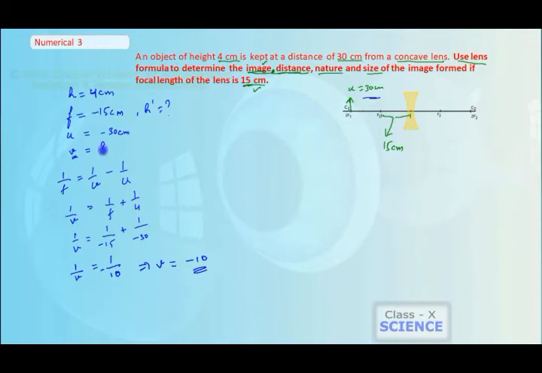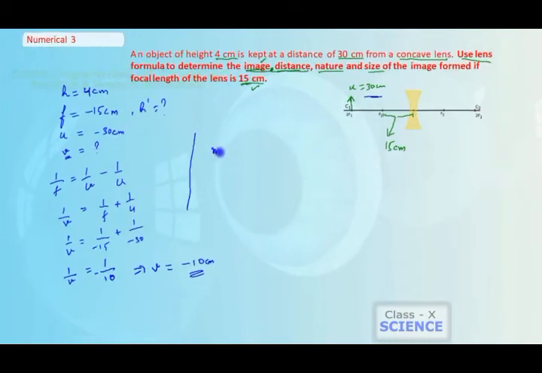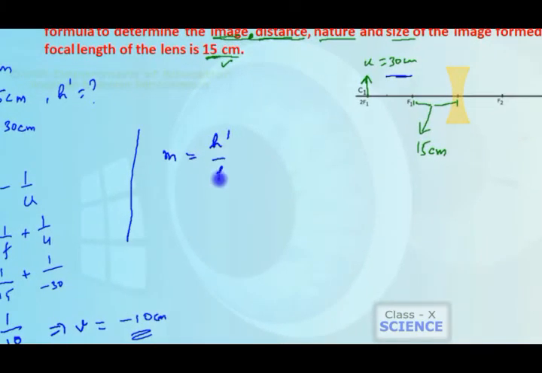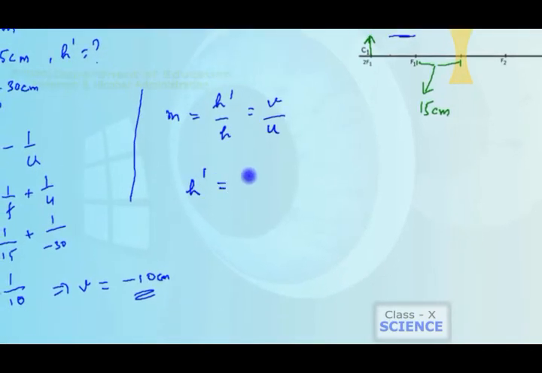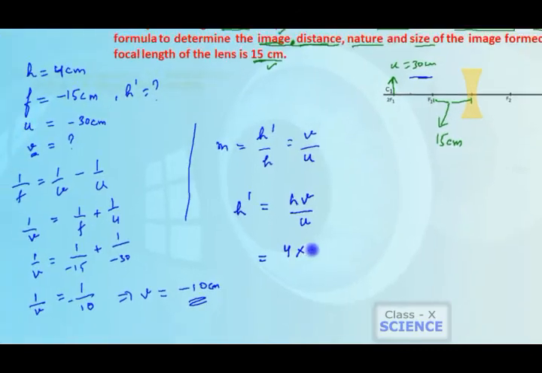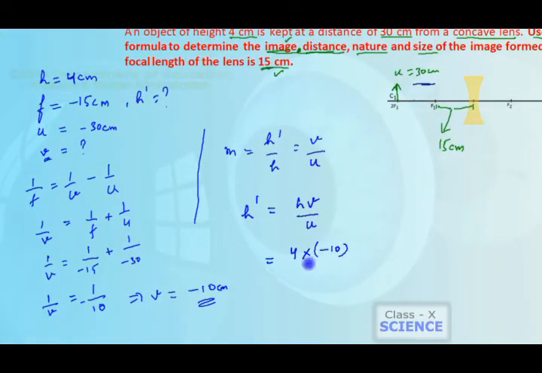Now image distance we have found out, h dash we have to find, right? So from the magnification formula we know that h dash by h is equal to v by u. So this can be modified as h dash is equal to hv divided by u. Here h is 4 centimeter into v is minus 10, divided by u, given as minus 30, right?